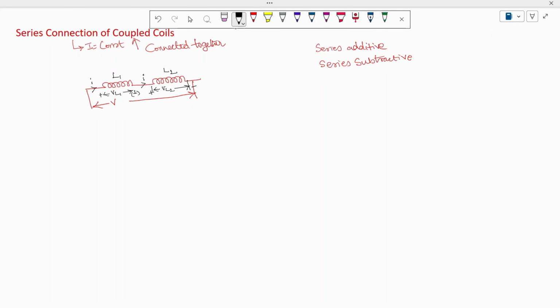Here we have a dot which indicates the direction of the induced EMF. The dots are at the starting of the coil, and the mutual inductance between these two coils is M12. Okay, so this is the mutual inductance.